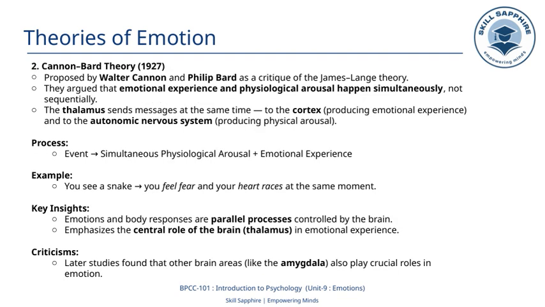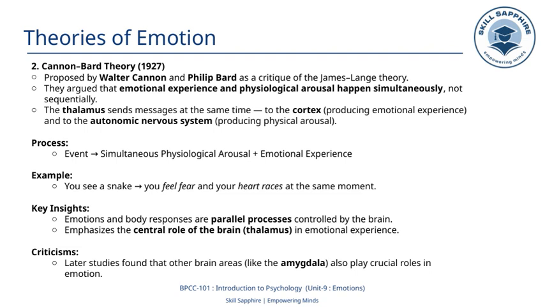Let's talk about the Cannon-Bard theory from 1927. This theory was proposed by Walter Cannon and Philip Bard as a critique of the earlier James-Lange theory. They believed that emotions and physiological responses don't happen one after the other, but rather at the same time. In this model, the thalamus plays a central role by sending messages simultaneously to the cortex, which produces our emotional experience, and to the autonomic nervous system, which triggers physical arousal.